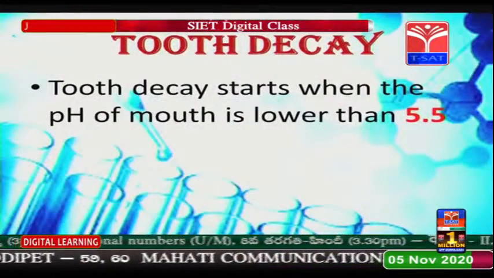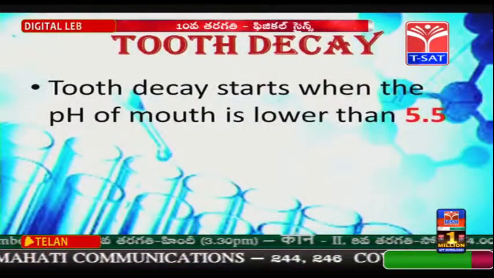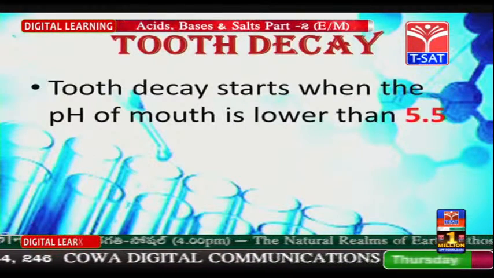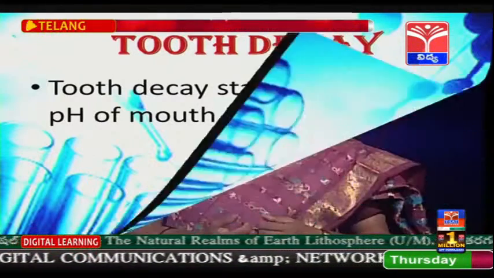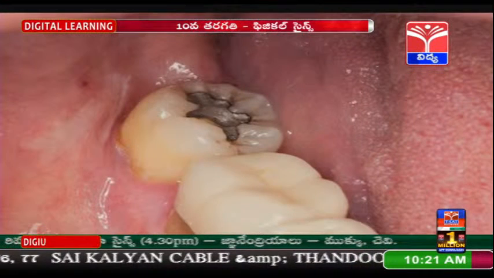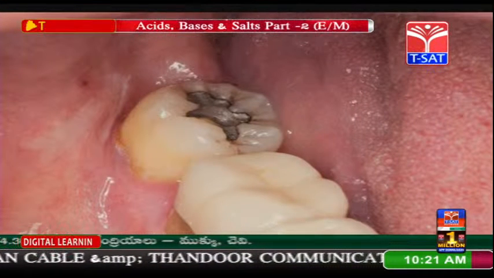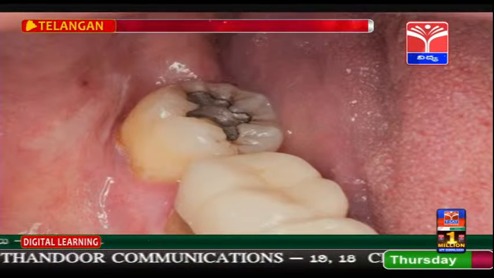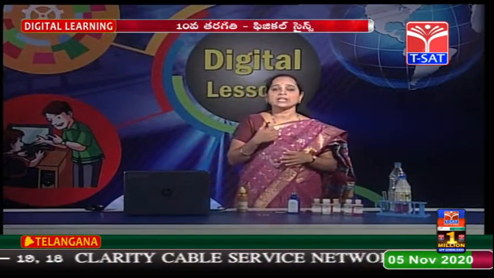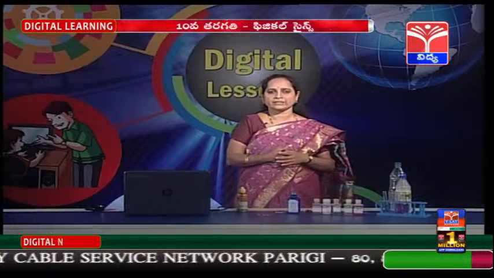Let us look at the common example of tooth decay. Tooth decay starts when the pH of the mouth is lower than 5.5. Why does tooth decay occur? The tooth enamel is made up of calcium phosphate, which is very strong. It is the strongest part in our body. It cannot be dissolved in water, but it is easily corroded with acids.